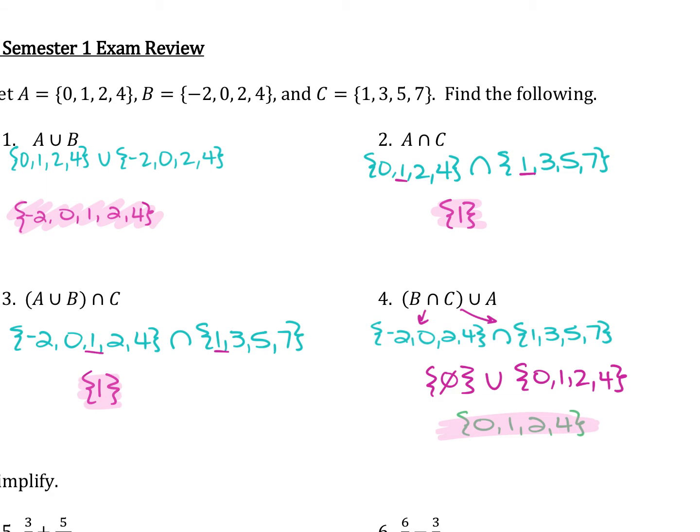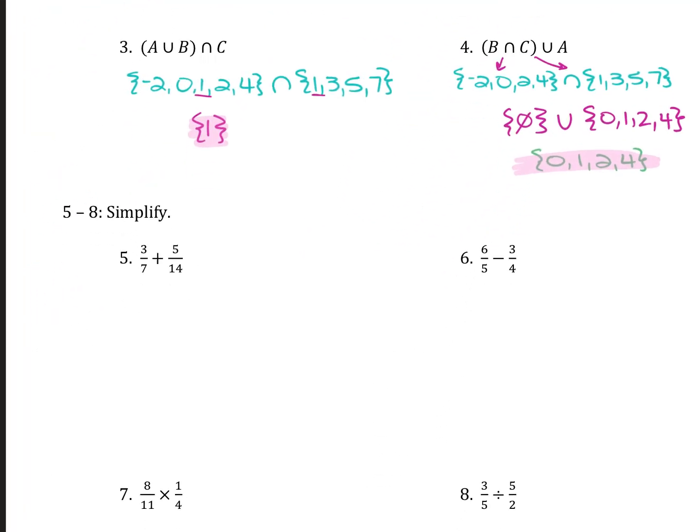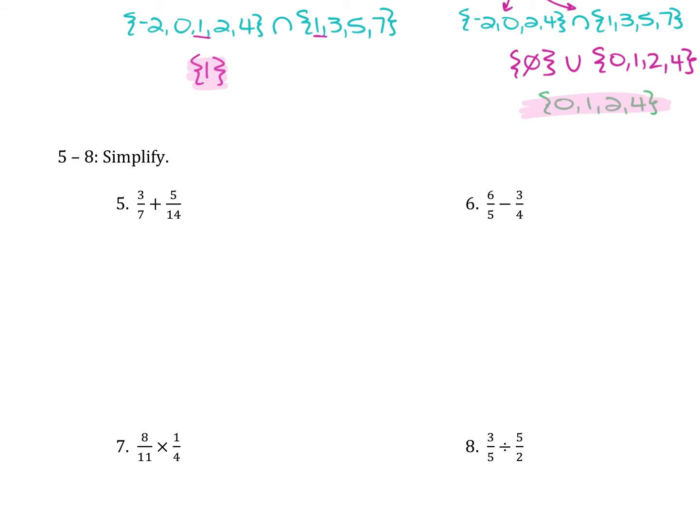For 5 through 8, our directions just tell us to simplify. So with these, we're working with fractions, adding, subtracting, multiplying, dividing. Remember, with adding, subtracting with these fractions, your denominators have to be the same in order for you to add or subtract them. Once you write like fractions with the same denominators, either add or subtract the numerators, keep the denominator, and simplify. For number 5, you have 3 over 7 plus 5 over 14.